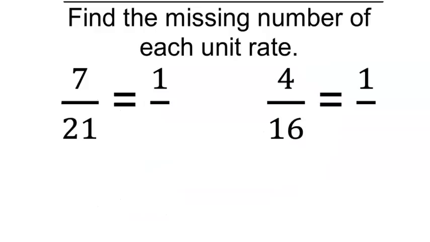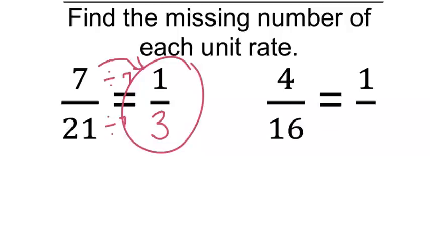Find the missing number of each unit rate. Well, how do we get from 7 down to 1? We're going to divide by 7. So we're going to have to do the same thing with 21. 21 divided by 7 is 3. So here's our unit rate, 1 to 3.